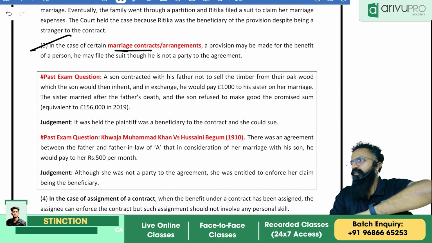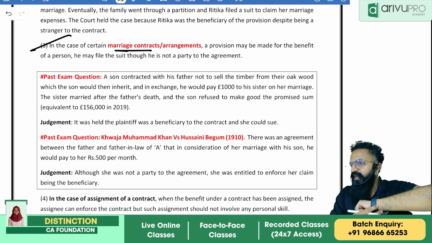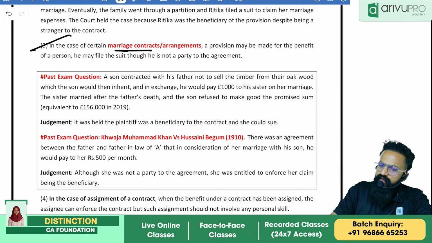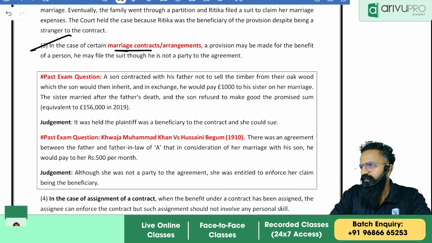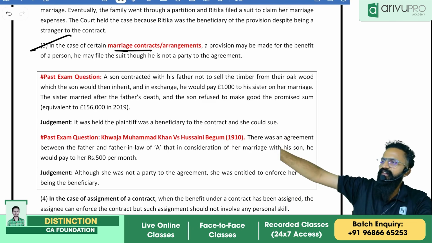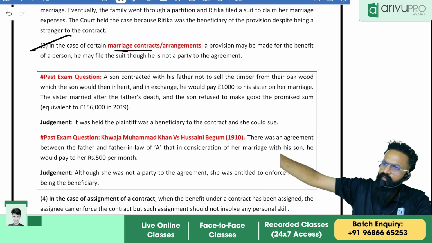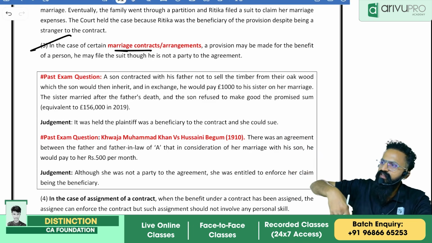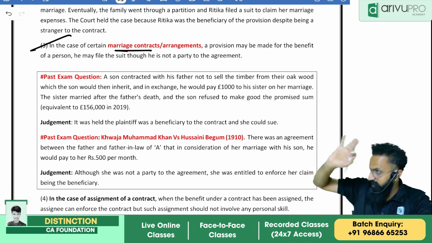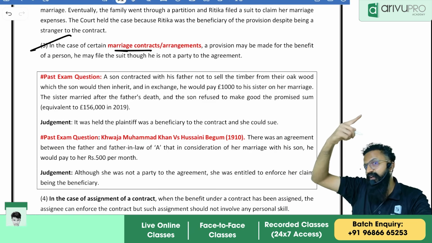The example was, if you remember, I told you Khwaja Muhammad Khan versus Hussaini Begum, the 500 rupees case. The father-in-law had promised the father that if your daughter marries my son, I'll give you 500 rupees. So the daughter married the son, but the father-in-law did not pay that father 500 rupees. Later on, the daughter-in-law filed a case on the father-in-law.